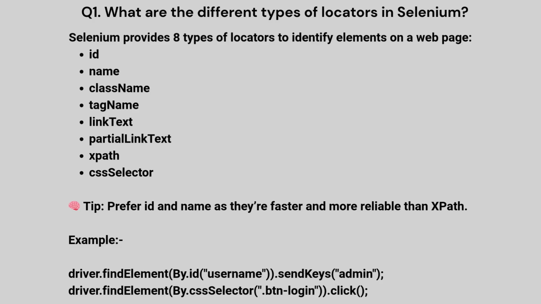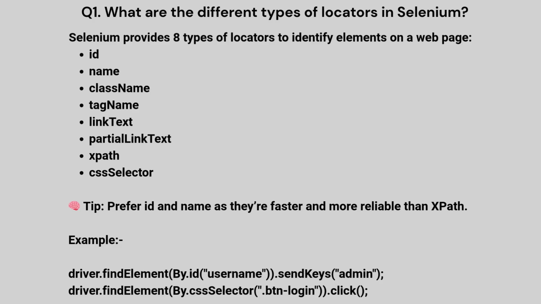So usually, Selenium provides 8 types of locators to identify elements on a web page, and they are ID, name, class name, tag name, link text, partial link text, XPath, and CSS selector. Now, you can answer additionally by saying that ID and name are faster and more reliable than XPath.